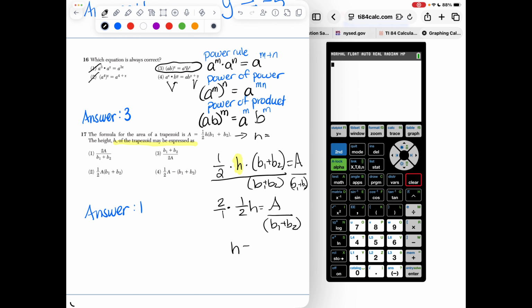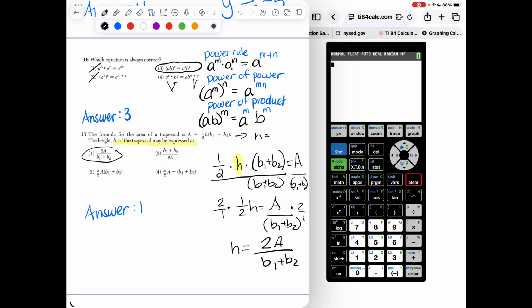Okay, it's still going to leave me with h because 2/2 is the same thing as 1h. So I'm going to just leave it as 1. And I'm going to do the same thing to the other side. I'm going to multiply it by 2/1. And that's why I'm going to have 2a over b1 plus b2. This type of problem is just seeing, do you know how to isolate variables? Do you also know how to deal with fractions?